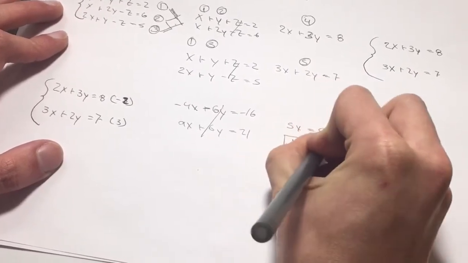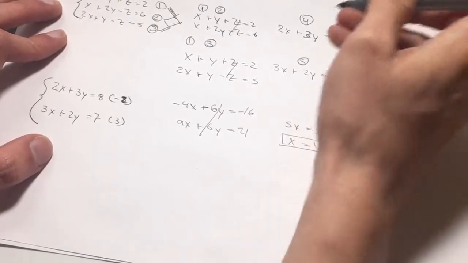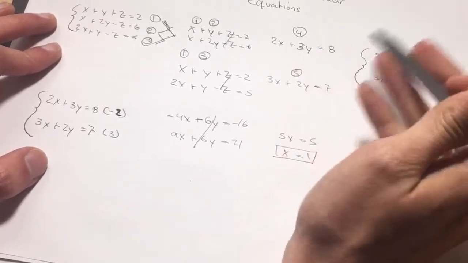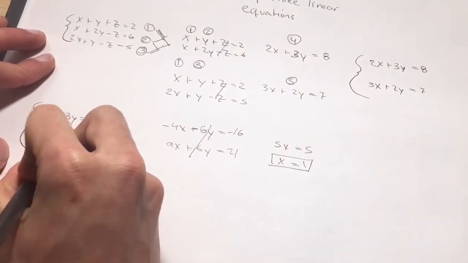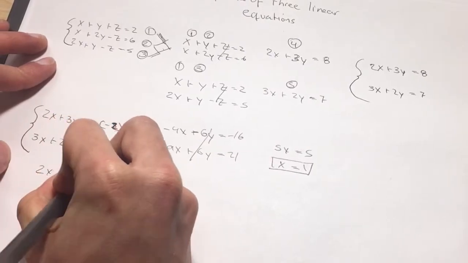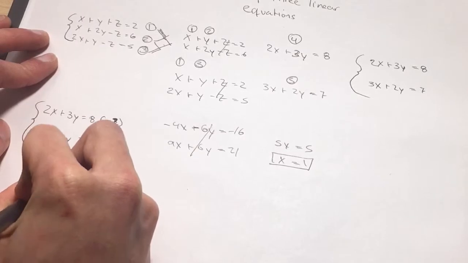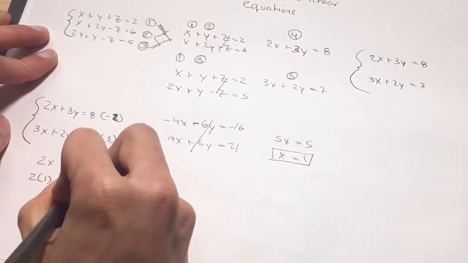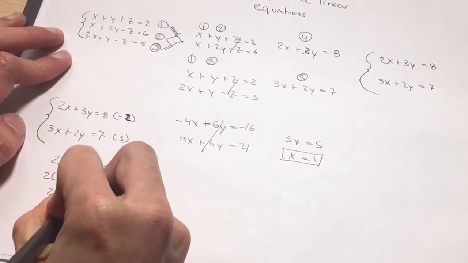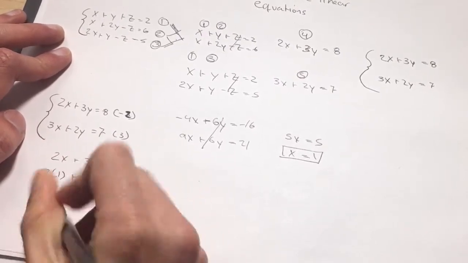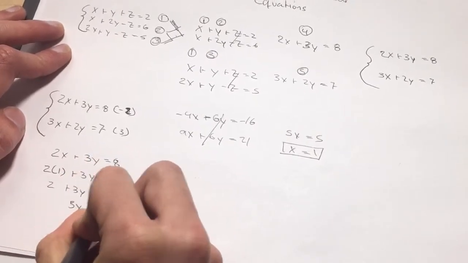We have our first variable in here. So we take this one and we plug it in any of these equations, number 4 or number 5. Let's plug it in number 4. So we have 2x plus 3y is equal to 8. 2 times 1 plus 3y is equal to 8. We have 2 plus 3y is equal to 8. 3y is equal to 6, and y is equal to 2.